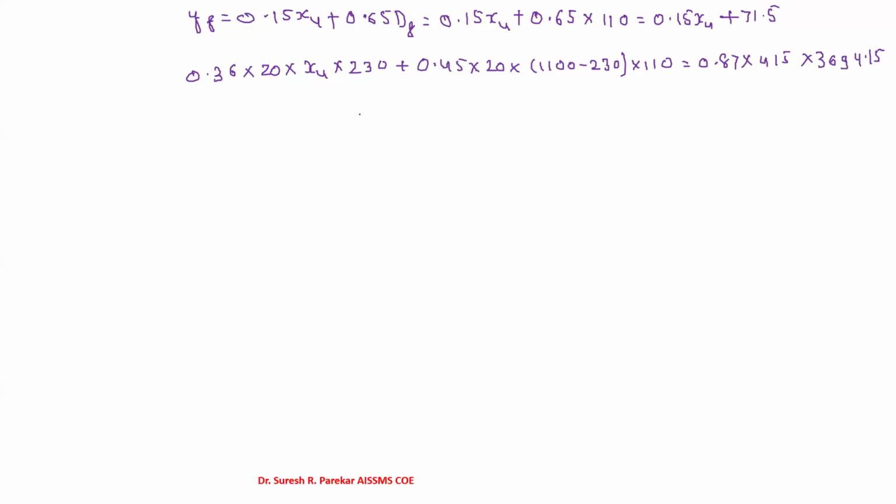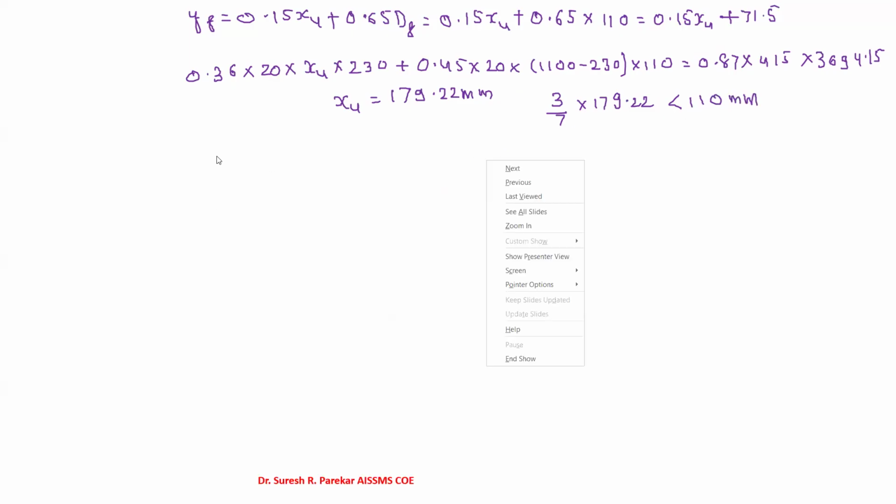Now actually we need not require to check 3/7 also, because this condition should be satisfied. Xu is 179.22. And if you calculate also 3/7 of Xu, this comes less than 110 mm. And therefore we have to find Mr.